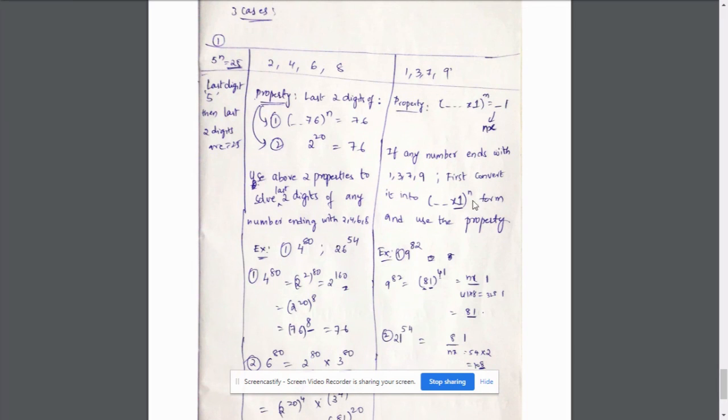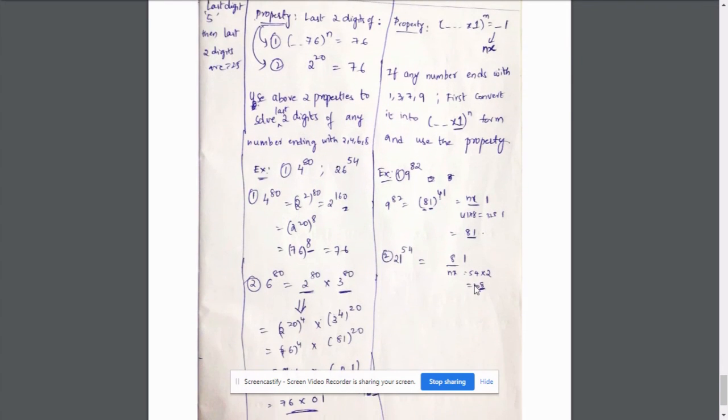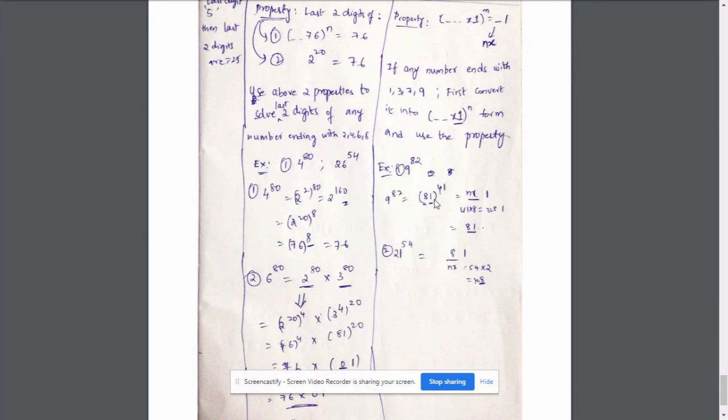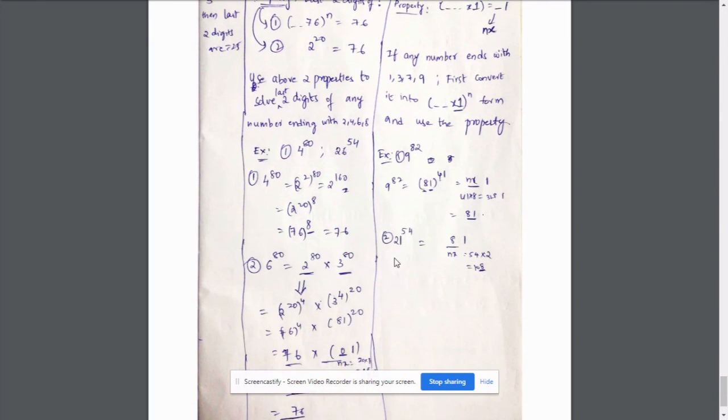N into x, now we can understand, right? So for 9 power 82, I'm making it as 81 power 41. So the last digit is 1, and the last but one digit is 8 into 41. 8 into 41 is 328. So the last but one digit is 8, the last digit of this multiple. So the last two digits are 81. Now take one more example, 21 power 54. The last digit will be 1. The last but one digit will be 2 into 54, which gives a last digit of 8. So you can take so many examples.